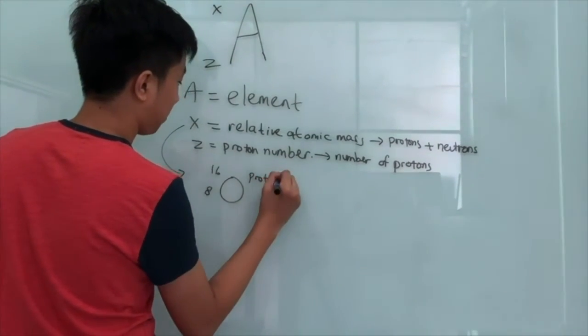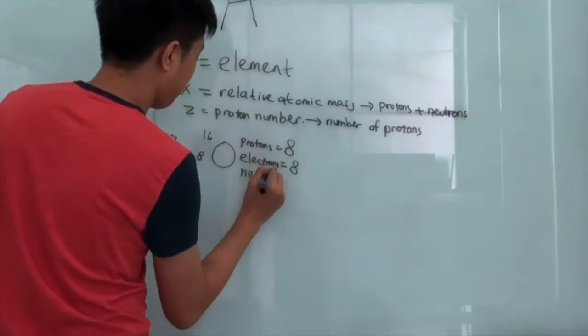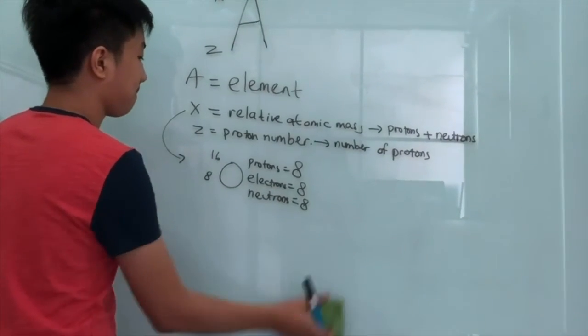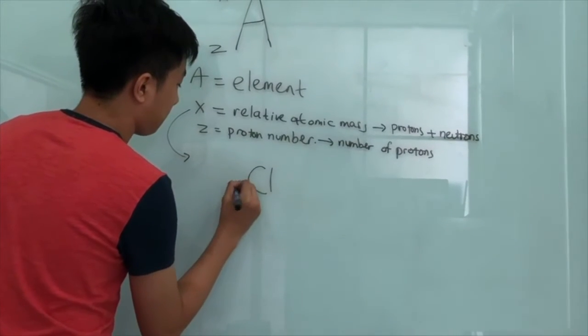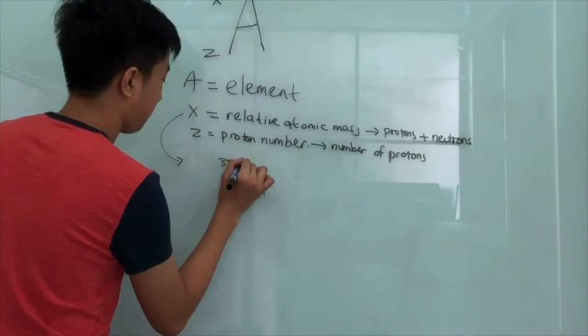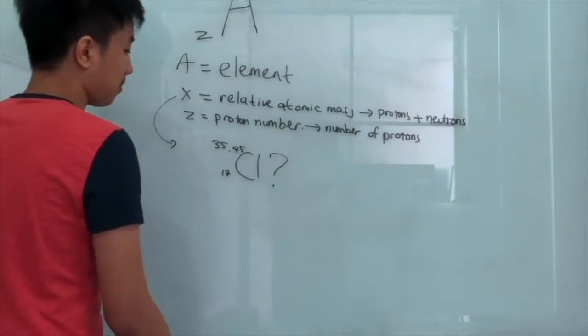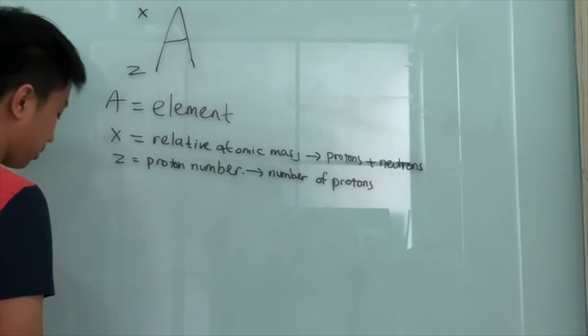Take oxygen, for example. It has a relative atomic mass of 16 and a proton number of 8. So the number of protons is 8, the number of electrons is 8, and the number of neutrons is also 8. But what about chlorine? Why does it have a relative atomic mass of 35.45? How is that possible?